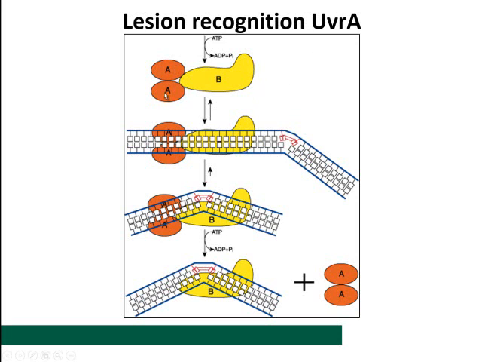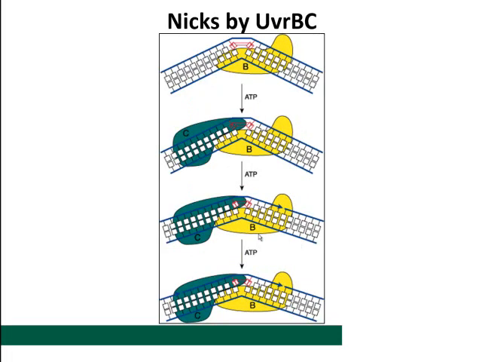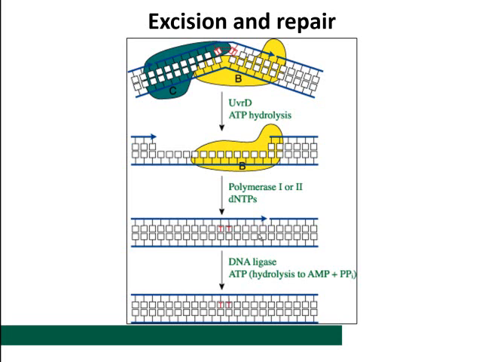And so you have A that organizes the lesion and then recruits B to bind. B is the helicase that opens up that region and allows C to access and to cleave upstream and downstream of that lesion, right here. UVRD then releases that fragment. DNA polymerase comes in and fills in the gap, and the DNA ligase joins the 3' and 5' ends to seal it completely.